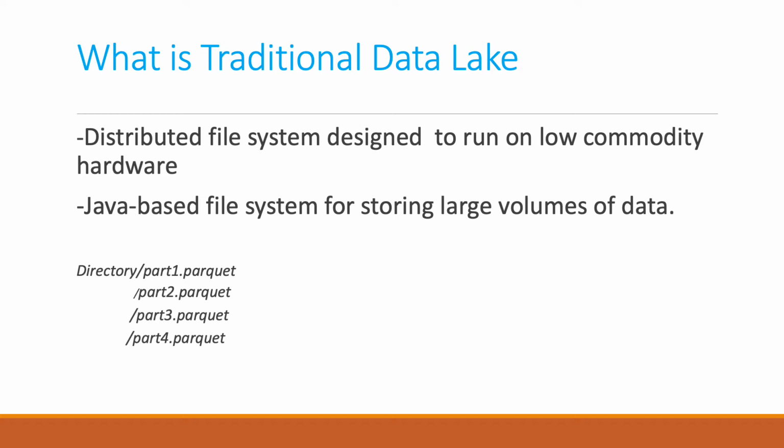So, as we have seen, traditional data lake is nothing but a distributed file system designed to run on low commodity hardware, such as HDFS. It is a Java based file system for storing large volumes of data. In case of HDFS, the files are stored like this. For example, under one directory, we have several Parquet files. In case of HDFS, there will be name node and data nodes. Name node is used to store the metadata, and data nodes are used to store the actual data.